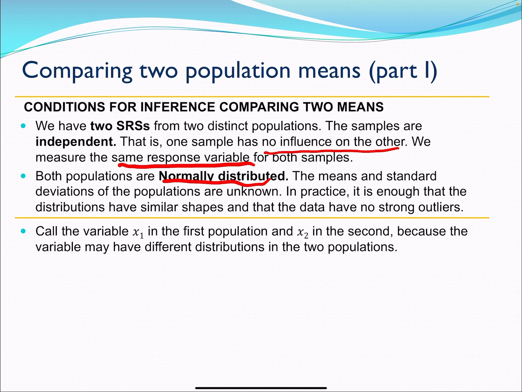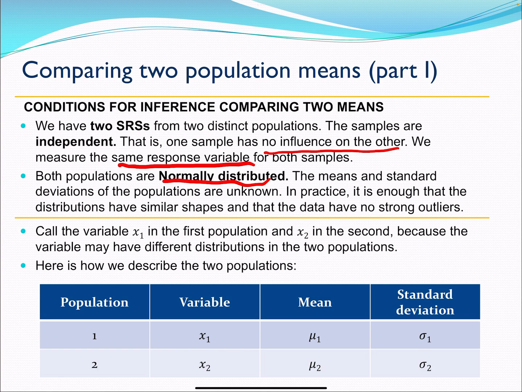So we can call our first variable x1 in the first population, x2 in the second, because our variable may have different distributions in the two populations. So here's how we describe our two populations. We're going to use subscripts. So for population 1, our variable would be x1. Like if we were looking at height, we would take the mean height for our sample and calculate the standard deviation for this first sample, as well as for our second sample.